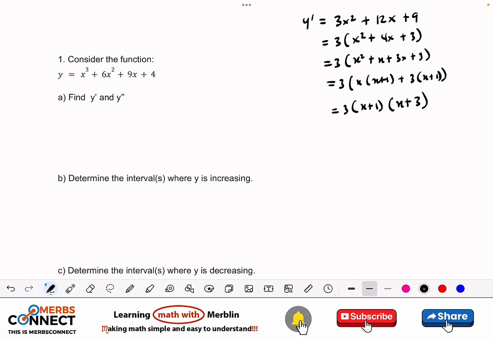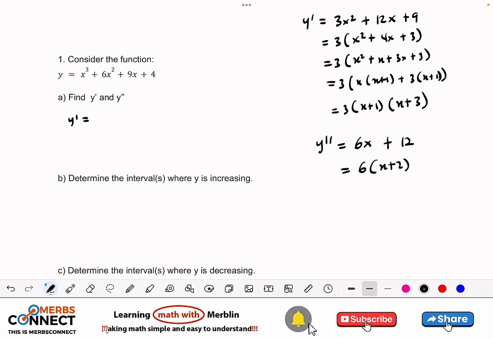Okay. Now, what is y prime prime? Y prime prime is when we differentiate y prime. So this was the result. Let's try and differentiate that. We are going to have 6x plus 12, right? So this one too, we can factor 6 out and then x plus 2. So this is what you're going to get. So this is the a. So a, we have y prime to be equal to 3 times x plus 1, x plus 3, and y prime prime is equal to 6 times x plus 2.